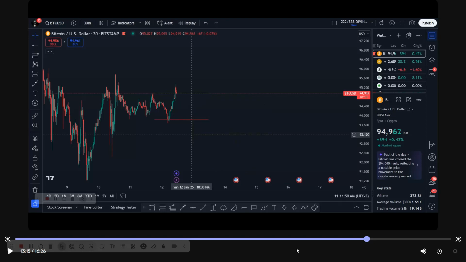All right, guys. So I'm looking at a recording I did earlier today on Bitcoin. I'm going to play it. I'm just going to show you a liquidity sweep that played out.